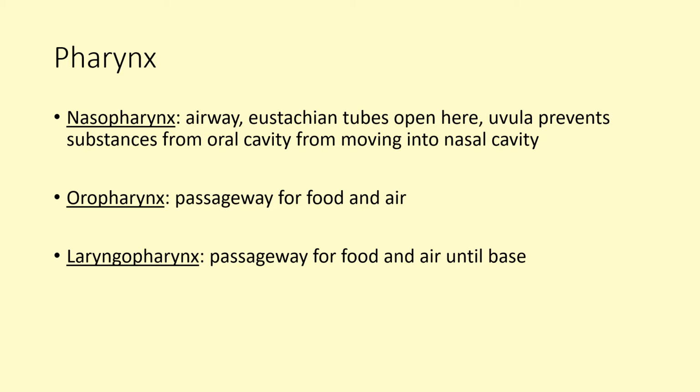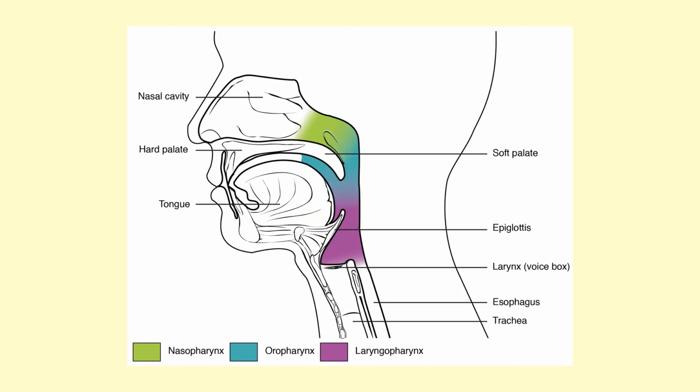Now the oropharynx is the middle section of the pharynx, and both air and food will move down this. And then the laryngeal pharynx, this is also at the first part of it, where both food and air are going to move down until the very bottom of it. It then separates. Food goes down the esophagus, and the air is going to move from the pharynx into the larynx then. So you can see on this diagram, it's nicely color-coded, the three different parts of the pharynx.